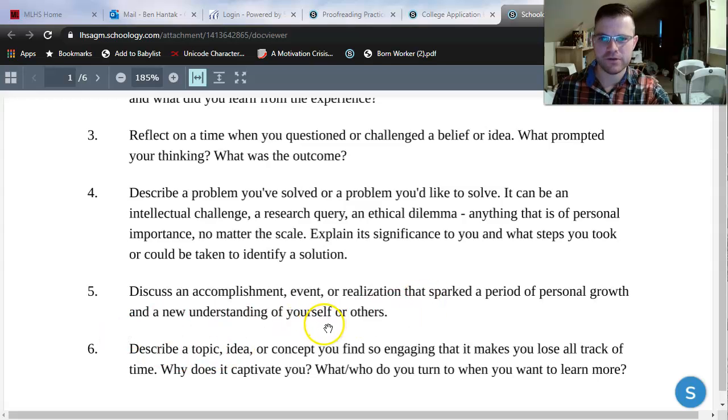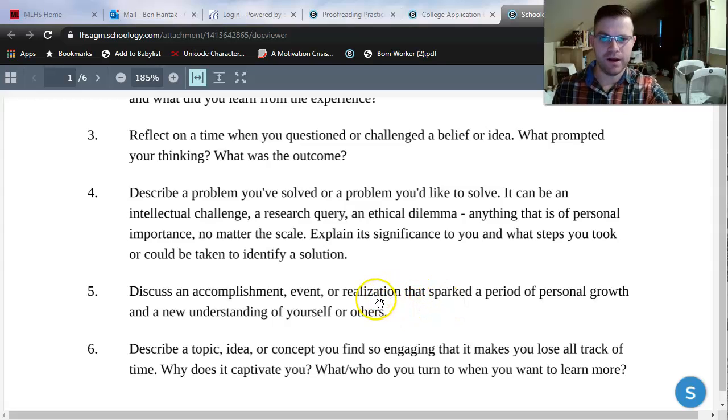Number 5, discuss an accomplishment, event, or realization that sparked a period of personal growth and new understanding of yourself or others. This is really close to what prompt number 1 is, if you're focusing on an accomplishment or something that you've done rather than something that you are. But you can talk about how that accomplishment, event, or realization sparked that period of personal growth for you.